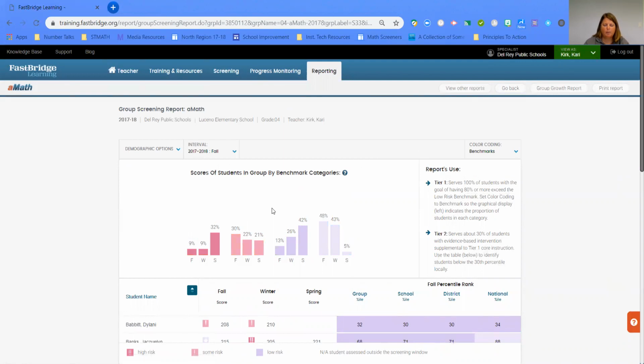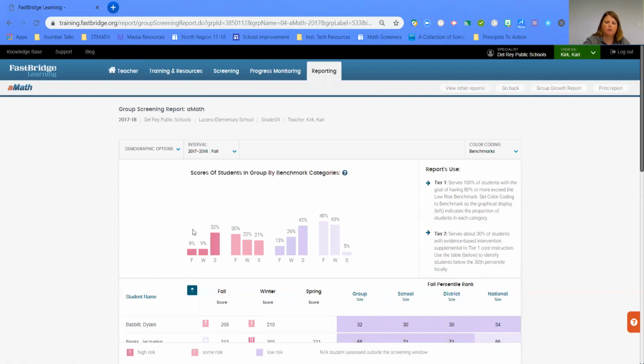So again, one of the purposes of a universal screener is to be able to assess the health of universal instruction. That's what I'm going to use this bar graph for, to determine what that health is. First, these three dark pink bars represent students that are at high risk. The F stands for students that were high risk in fall, the W for winter, and the S for spring.